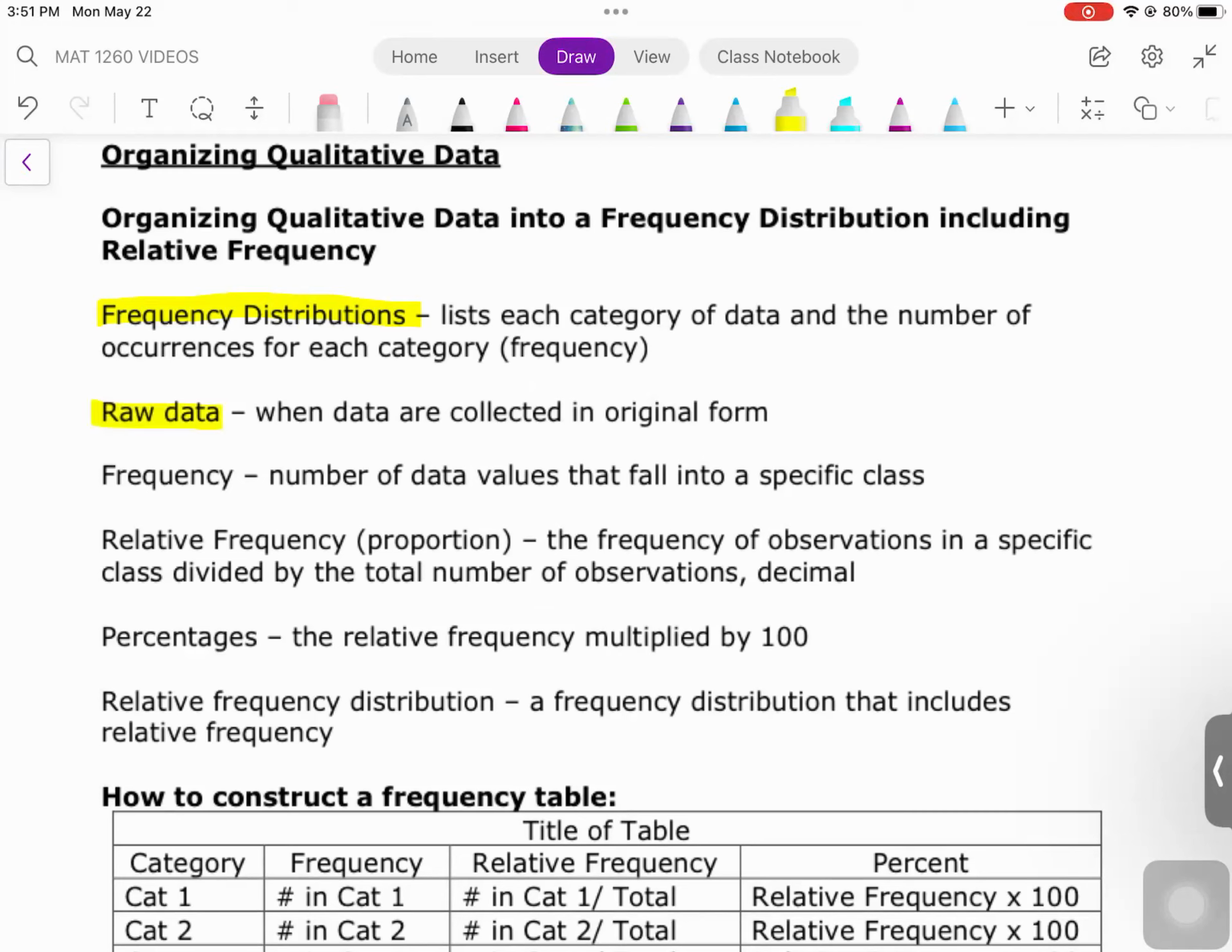Our raw data is the data that's collected in its original form. So it's our data sets. Again, that frequency is the number of data values that fall into a specific class. Relative frequency is also called the proportion, and it's the frequency of the observations in a specific class divided by the total number of observations. It's typically written as a decimal, but it could also be written as a fraction.